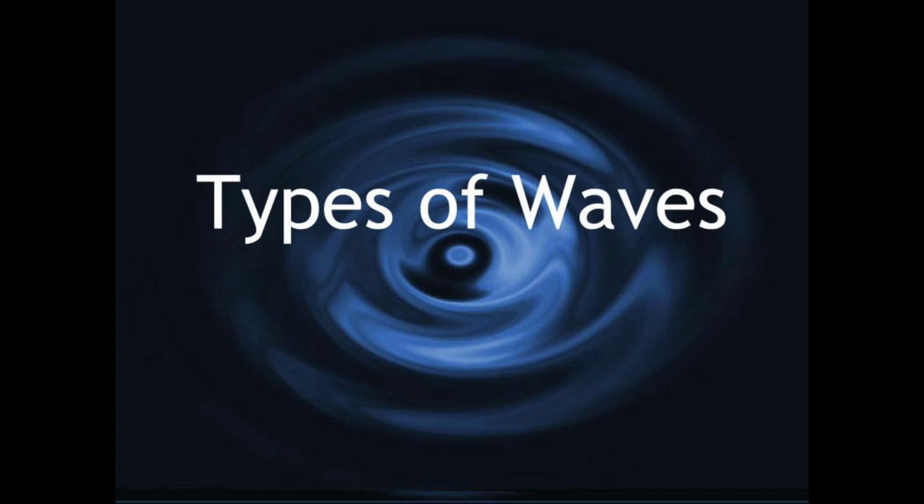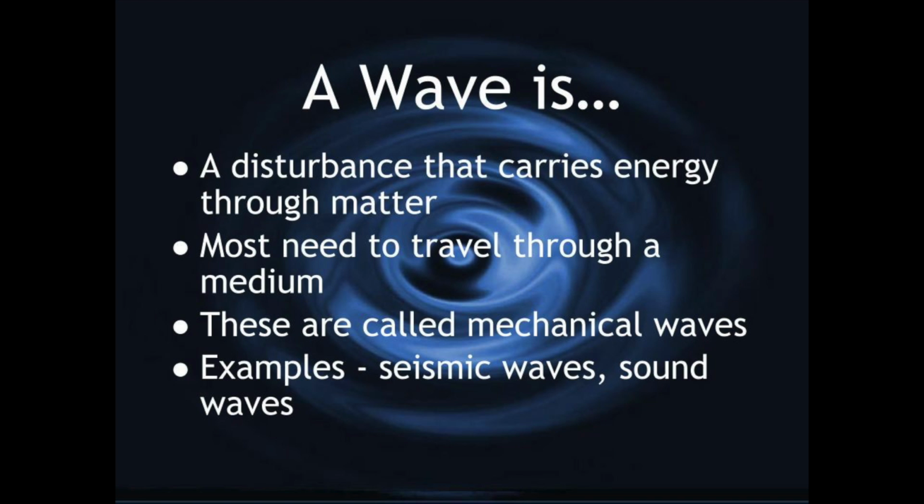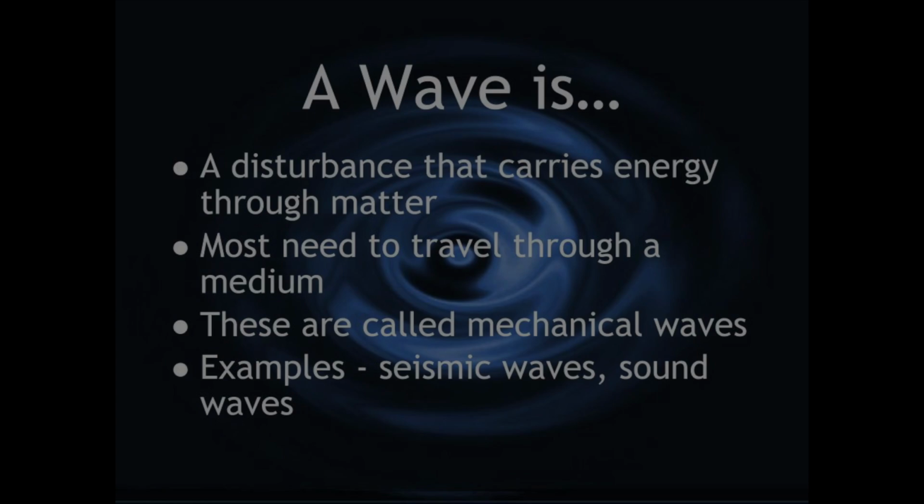Today we'll be talking about different types of waves and their characteristics. First, a wave is a disturbance that carries energy from one place to another through matter. Most waves, called mechanical waves, need a medium to travel through. Sound waves are the most common type of mechanical wave.